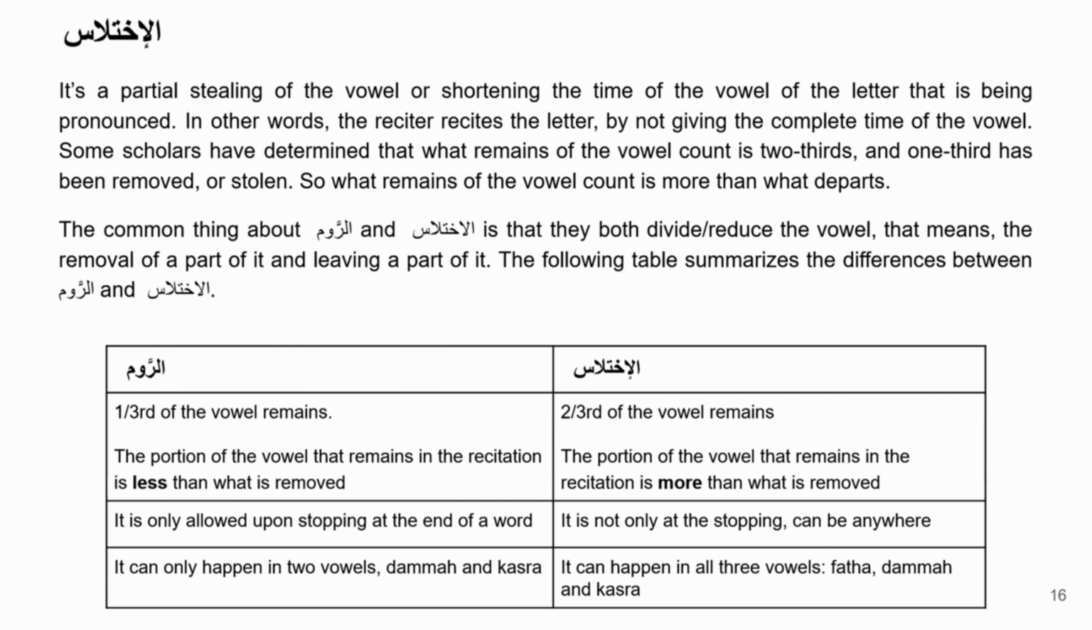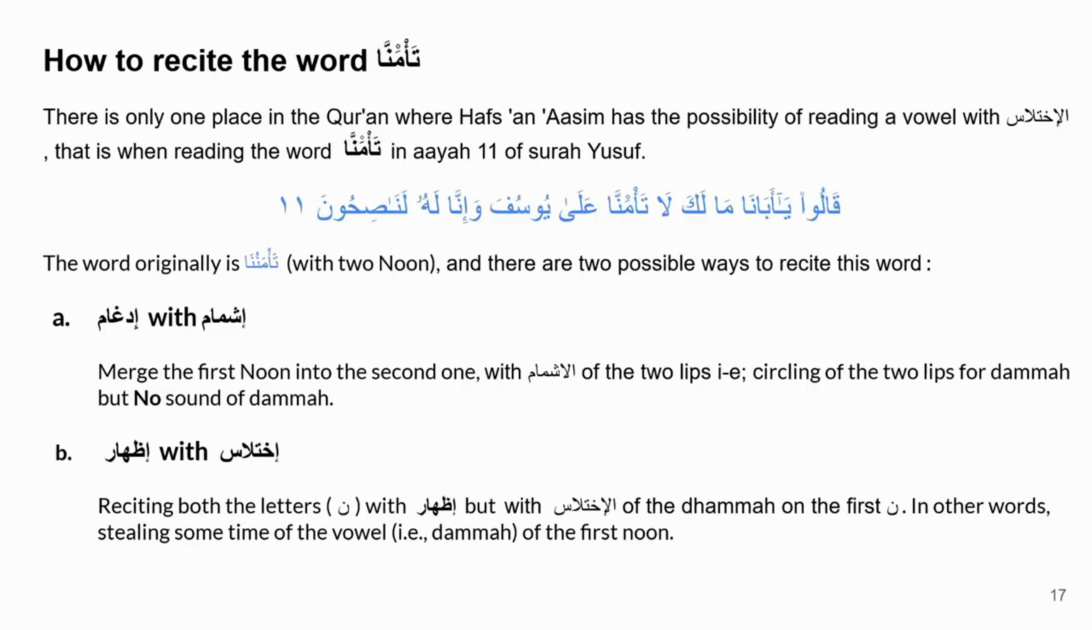And we can stop on words with Rawm depending on the vowel of the last letter. But there is only one place in the Quran, when reciting with Hafs an Asim, Tariq ash-Shatibiyyah, where there is a possibility of reading a vowel with Ikhtilaas. And inshallah, now we will discuss that word. This word is ta'manna. This occurs in Surah Yusuf, ayah number 11. You can see it written in the Mus'haf with a diamond shape on the top.